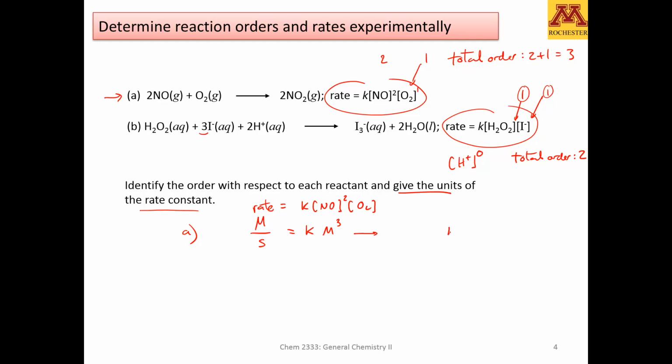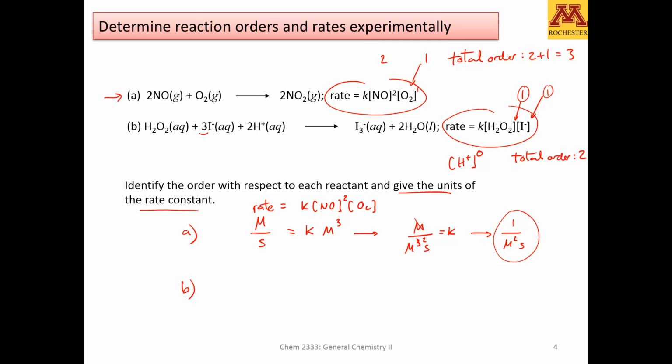Therefore, for your constant, moving the molarity to the other side, notice that one of these will cancel with one of these. Therefore, the units of your constant are 1 over molarity squared per second. Often, you will be given the order of your rate law by being given the units of your kinetic constant.